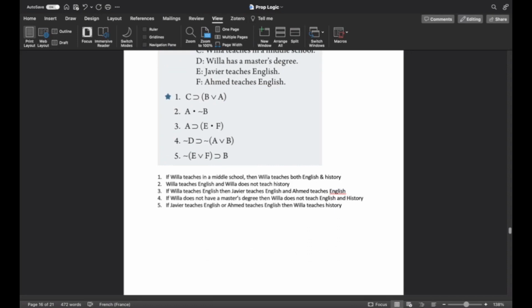So I wrote, if Willa teaches in the middle school, then Willa teaches both English and history. What do you think? Well, someone is just knocking on the door. Sure, can you hold it for a few seconds?